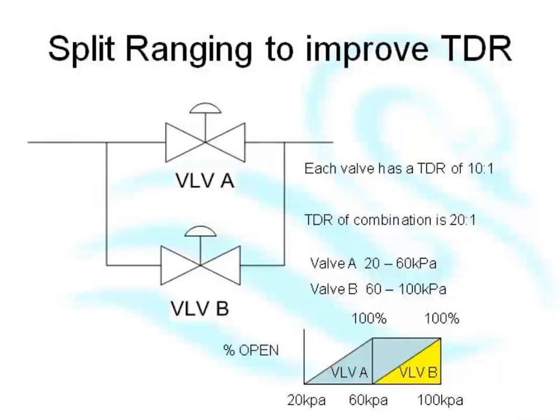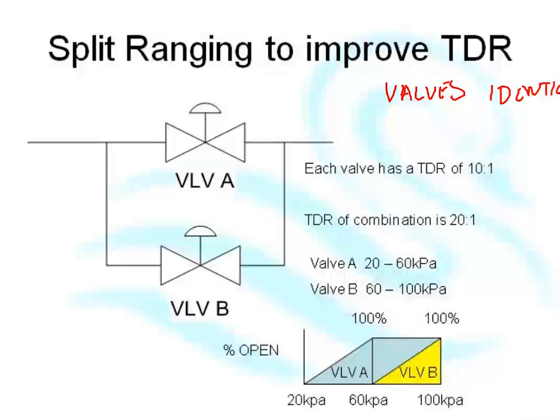So here I've got split ranging, improving turn-down ratio. What I've got is two valves, and they're both the same size. So that's the important point. Valves identical. So both valves are identical. They're both the same size. Each one of those valves individually has got a turn-down ratio of 10 to 1.